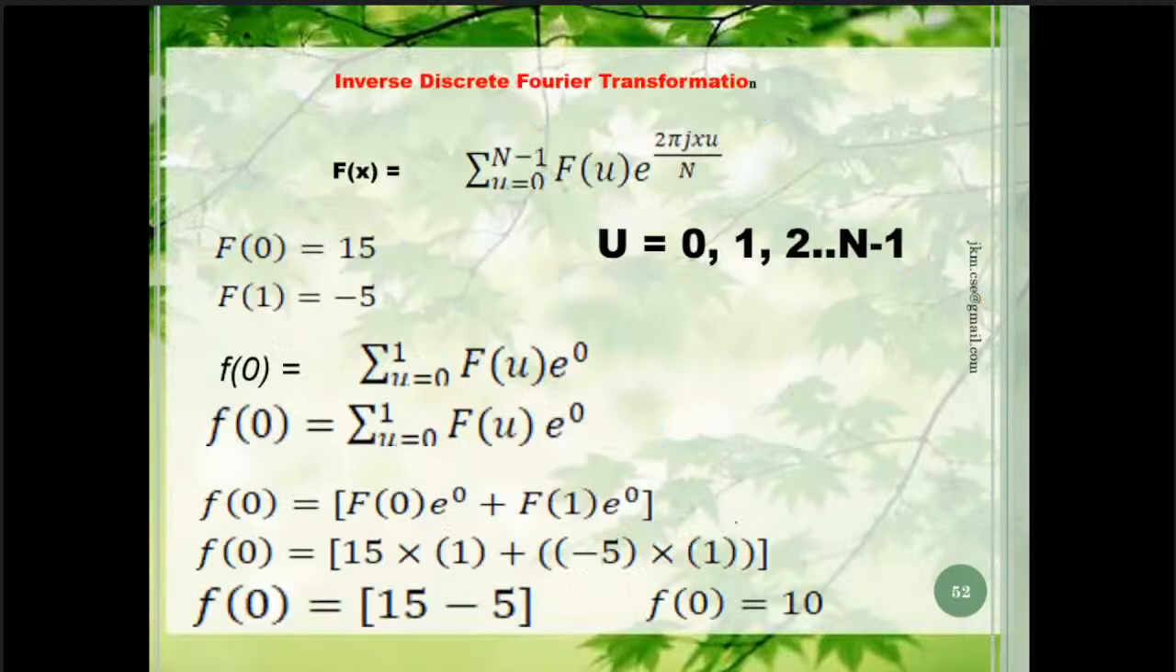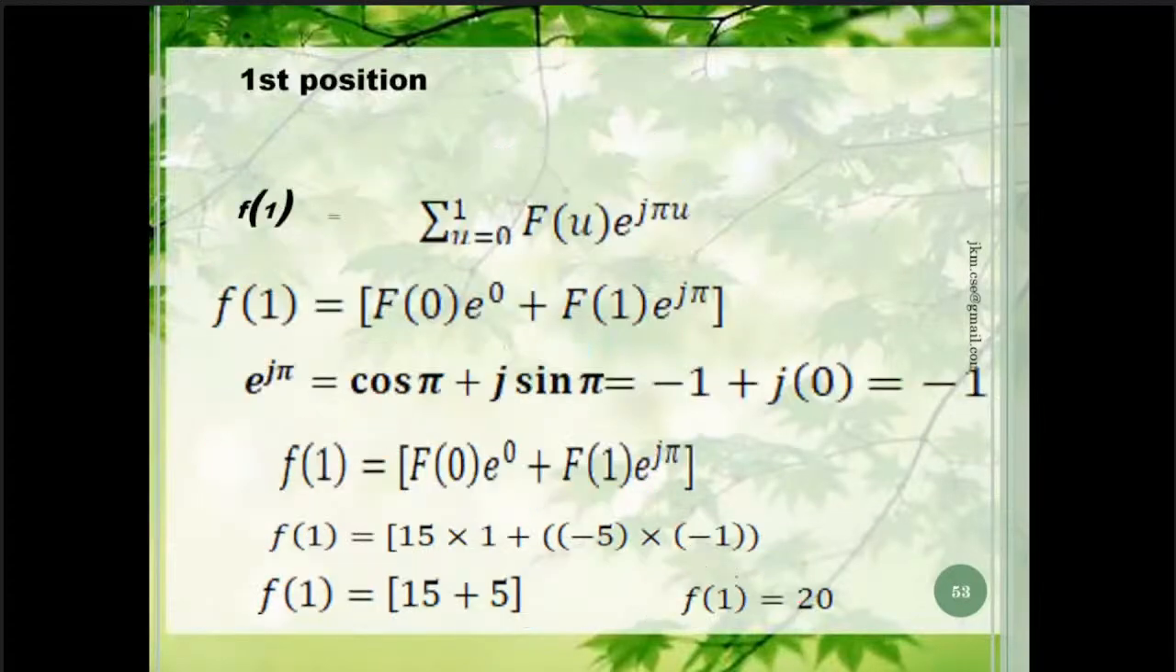Now if we go to the reverse using the inverse discrete Fourier transform, my coefficients are 15 and minus 5. I am using the inverse transform equation and putting in the values. For f0, f0 e to the power 0 plus f1 e to the power 0, you just add it up and I get the first pixel component. For the second one, f0 e to the power 0 plus f1 e to the power j pi. Again, trivial computations.